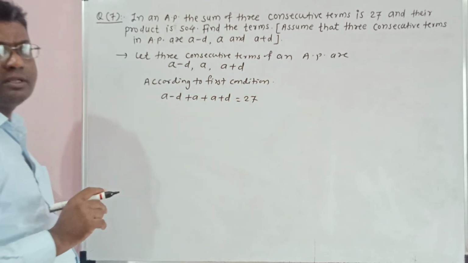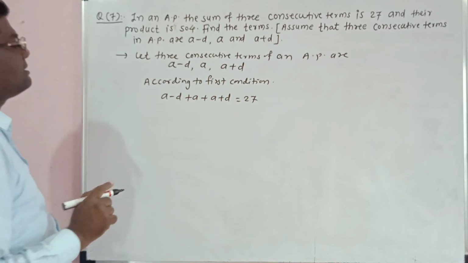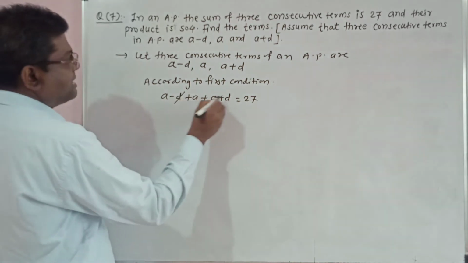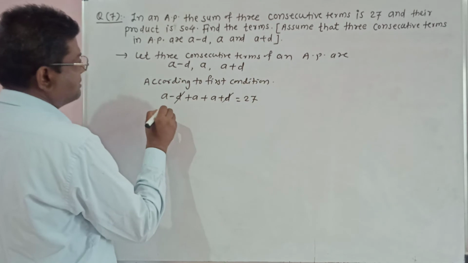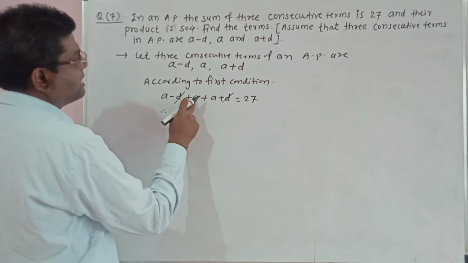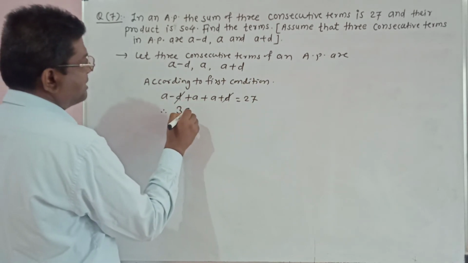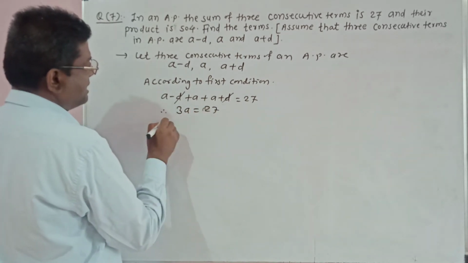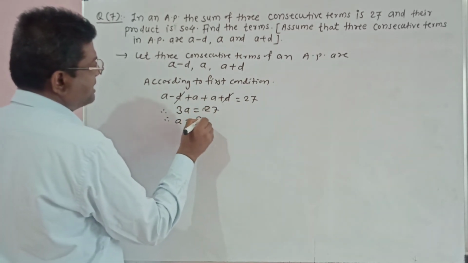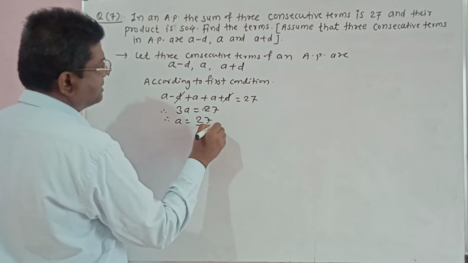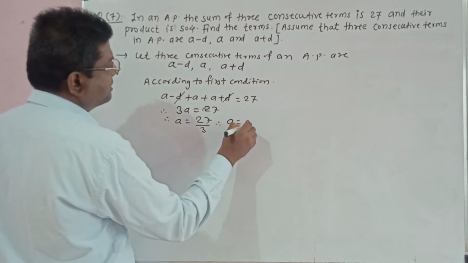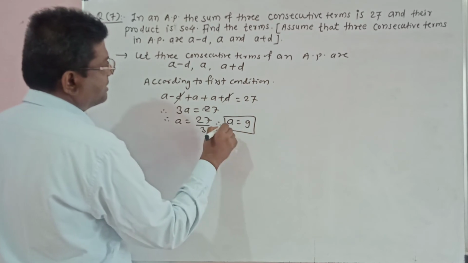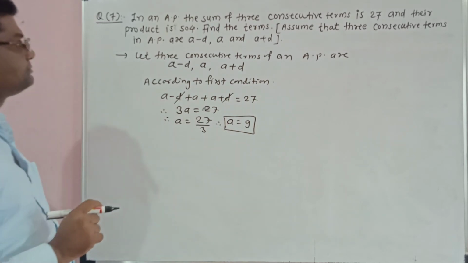Sum of the 3 terms is 27. Where minus D and plus D will get cancelled. Therefore A plus A plus A, that is 3A is equal to 27. Therefore A is equal to 27 upon 3. Therefore A is equal to 9.